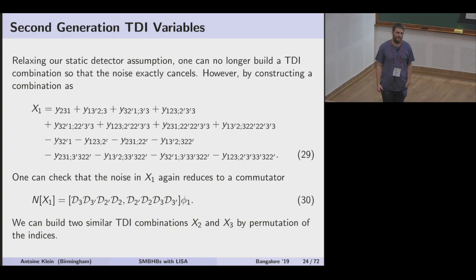Sorry? Yeah, the arm lengths are changing, yes. So this will mimic any change, however. Yeah, well you know where your spacecraft are, right? So you know how the arm length changes with respect to time along the orbit. Right? Maybe I'm not understanding your question.